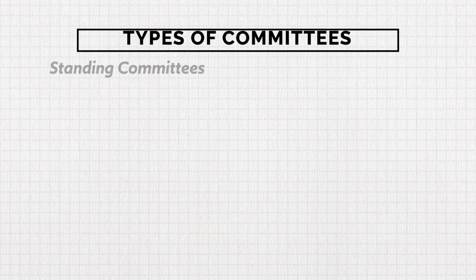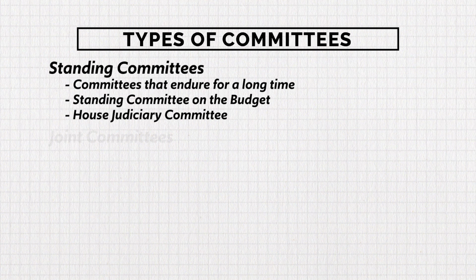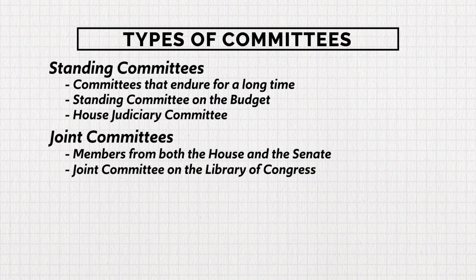First, standing committees, which are committees that endure for a long time. For example, in the Senate, you have the Standing Committee on the Budget, and in the House, you have the House Judiciary Committee. Both of these are permanent committees because they do work that always needs to be done from congressional session to congressional session. It's standing committees where new legislation begins, and most bills never make it past that stage. Second, you have joint committees, which are groups that have members from both the House and the Senate. An example of this is the Joint Committee on the Library of Congress.